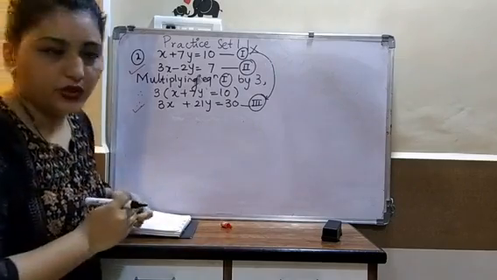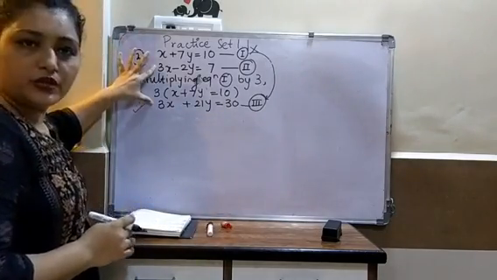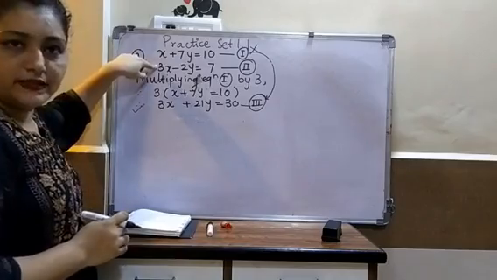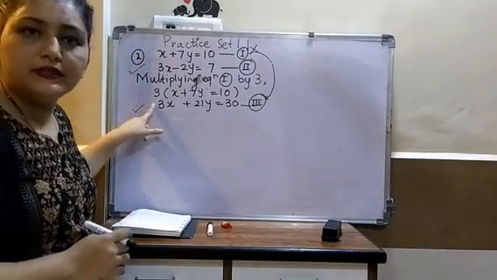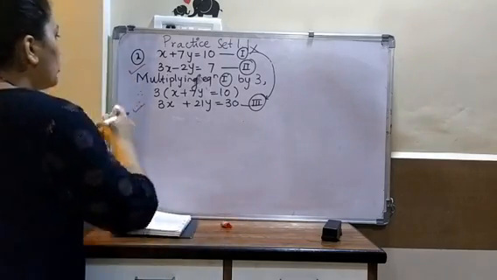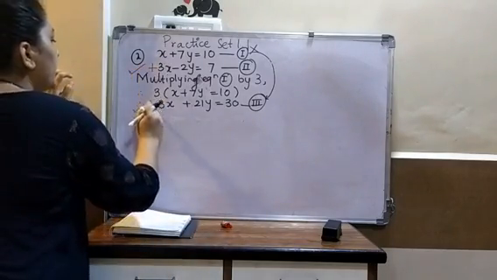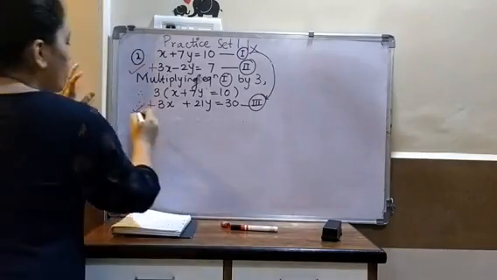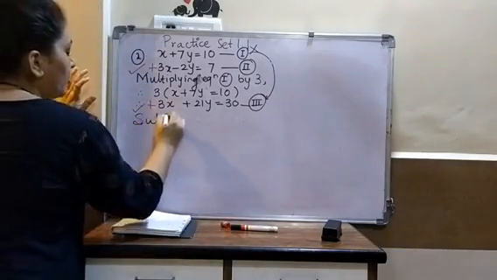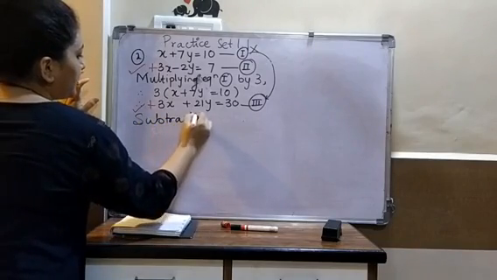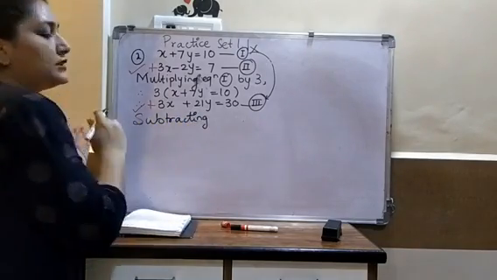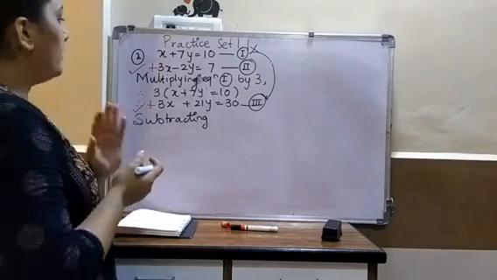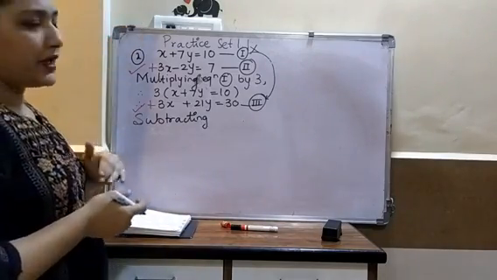Just look at these two equations. Now these two equations, plus 3x is there. Here also plus 3x is there. It means both are having the same sign. If same signs are there, what you always do? You always do the subtraction. So here I will write down subtracting. Okay, now from what you will subtract what?